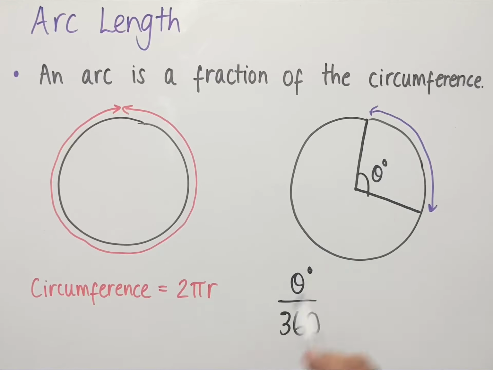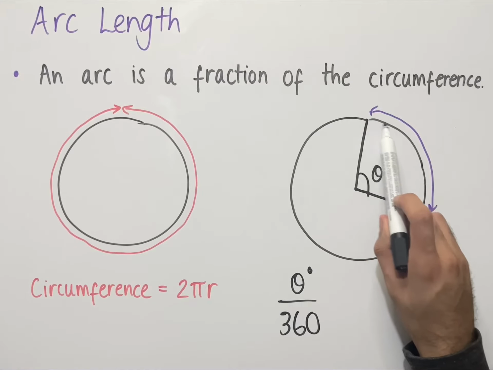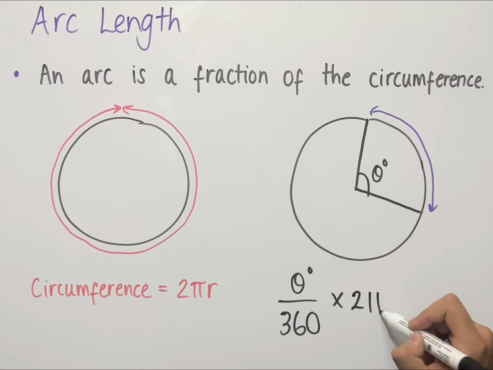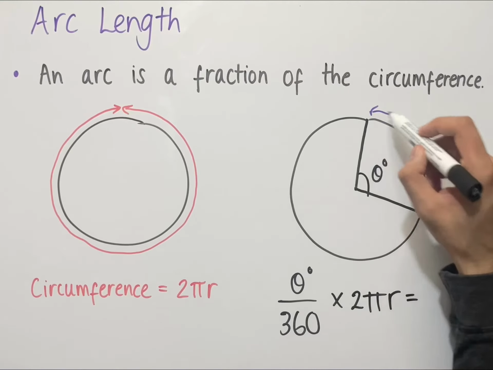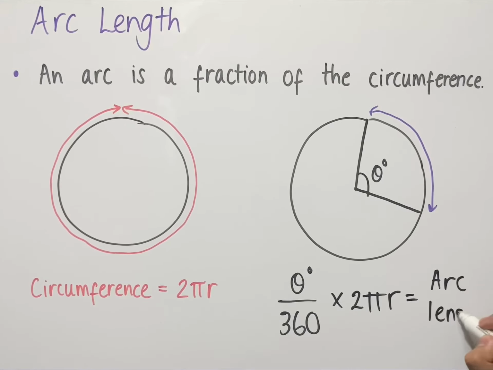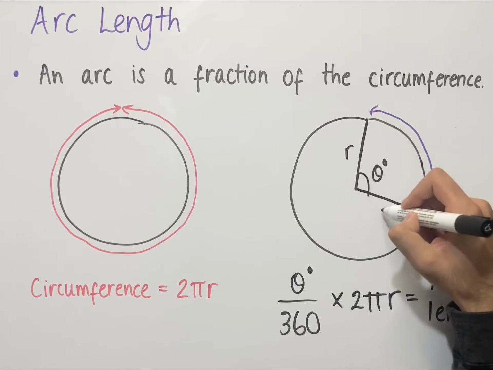And then if we want the fraction of the circumference, we know that the circumference is equal to 2 pi r, and we want theta over 360 of that circumference. In other words, we do theta over 360 multiplied by 2 pi r. That would give us the arc length given by the purple line here. So arc length equals theta over 360 multiplied by 2 pi r, where your angle is given in degrees and r is the radius of the circle.